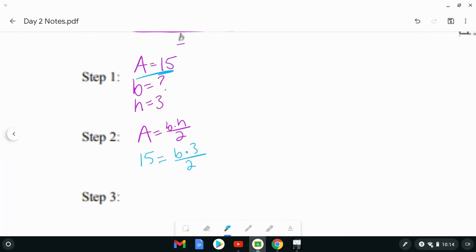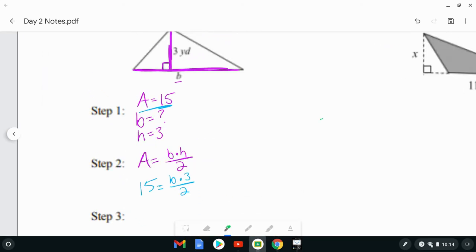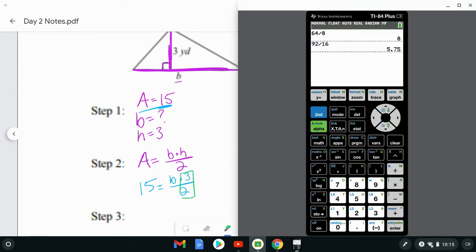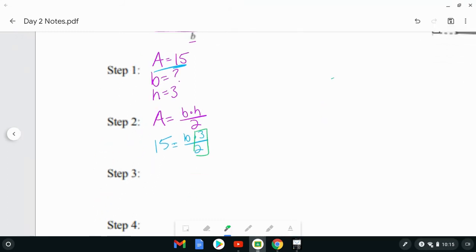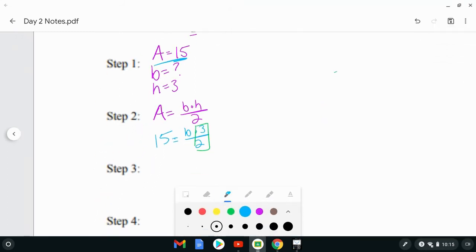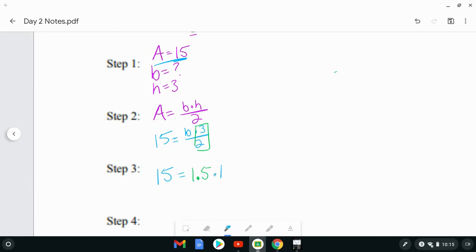So here we are. For the next step, it says simplify the fraction. So we don't know B, but we can simplify 3 over 2. We divide 3 over 2, it becomes 1.5. So we now have 15 equals 1.5, because that's 3 over 2, times B.